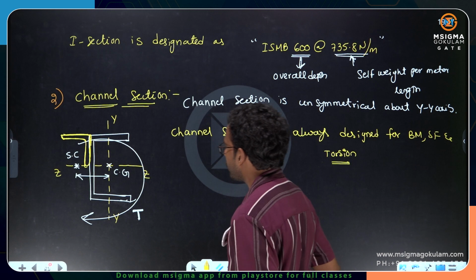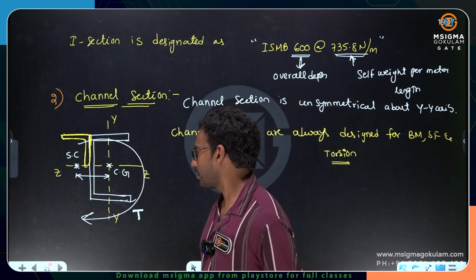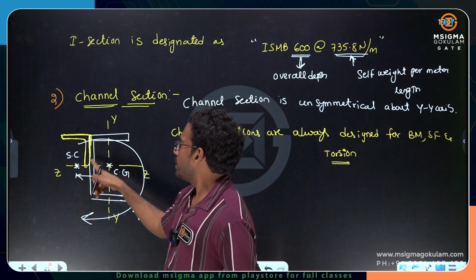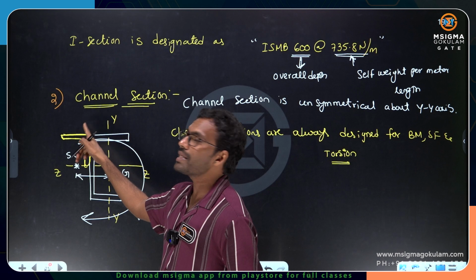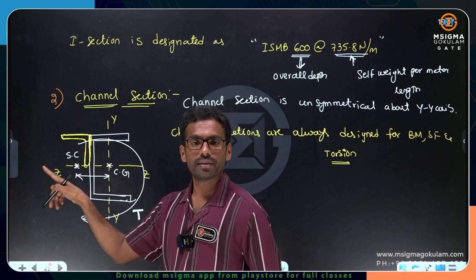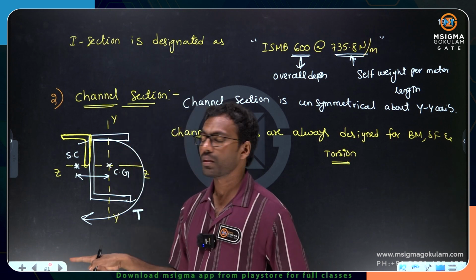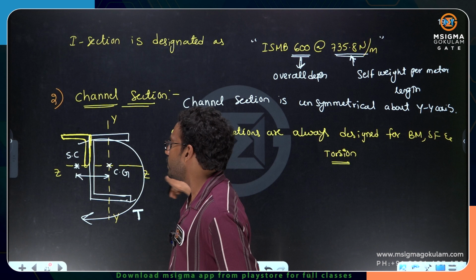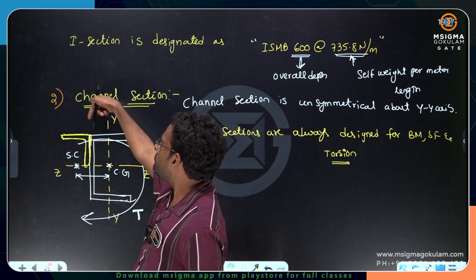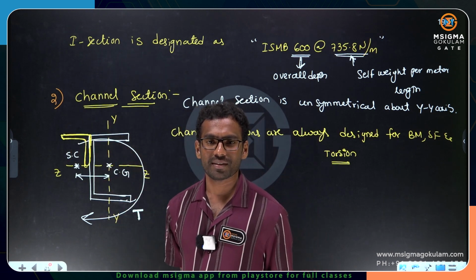Very simple. The question which was asked in the exam is very simple. Now you have to answer this question. To the channel section, the angle section is attached. The reasons for this are: option A, to increase the area; option B, to increase the moment of inertia about y axis; option C, to increase the moment of inertia about z axis; option D, to make the load pass through the shear center. What is the correct answer?